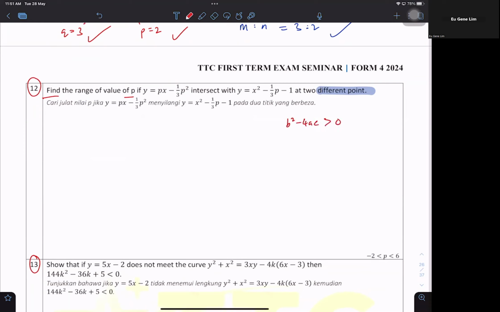Okay, but before you do this formula, what should you do first? You see, you have two equations. Whenever you have two equations, what should you do first? You should substitute. You substitute like this. You see y equals this. You take this, sub into the y.